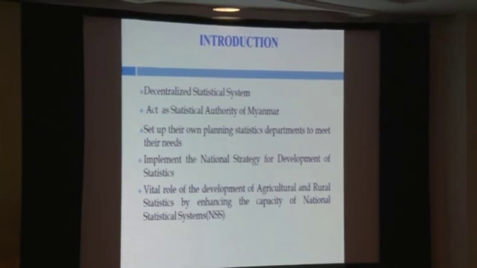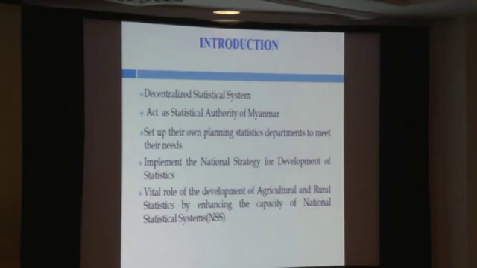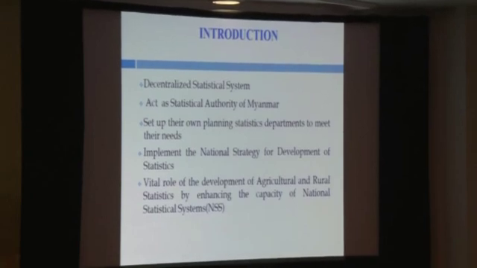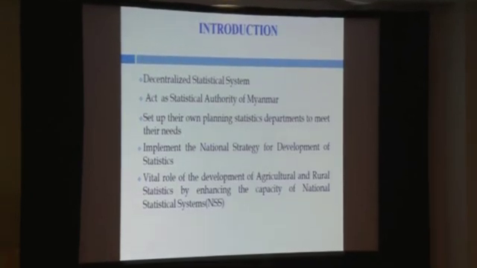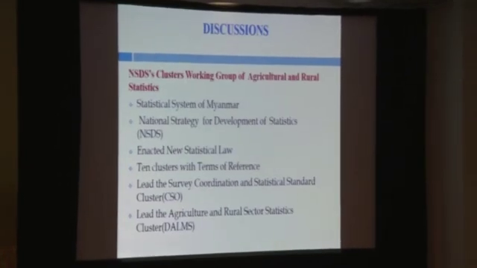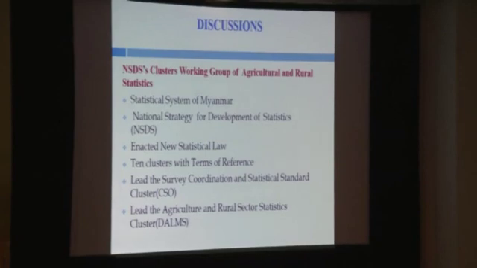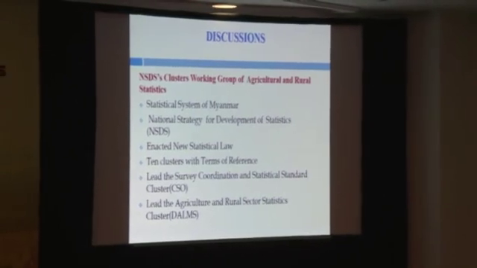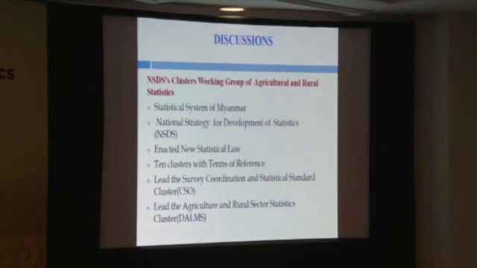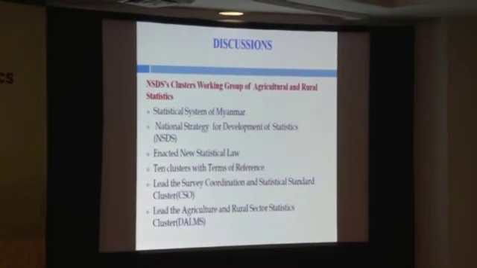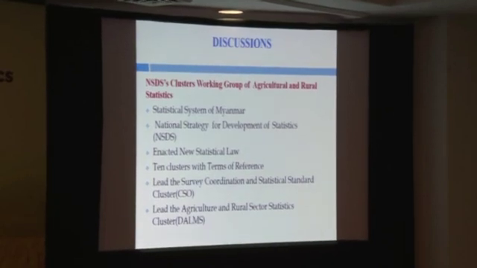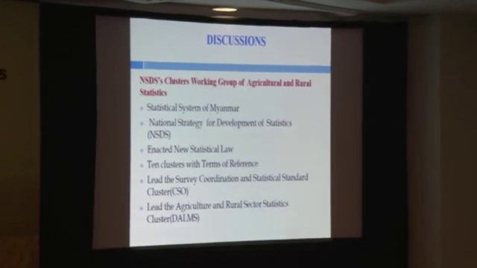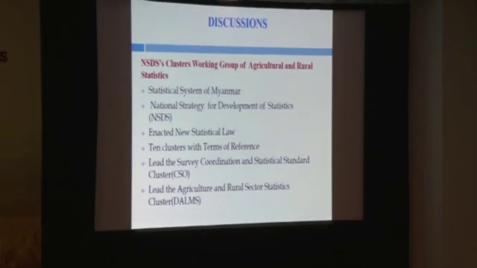Now CSO is implementing the National Strategy for Development of Statistics, and statistics play a vital role in the development of agricultural statistics by enhancing the capacity of the national statistical system. We are also discussing the cluster working groups for data accuracy or quality of statistics. We organized 10 clusters with 10 source references. For the survey coordination and statistical standard cluster, CSO is the lead, and the Department of Agriculture Land Management Statistics leads the agriculture and rural statistics cluster for the data accuracy or quality of statistics.